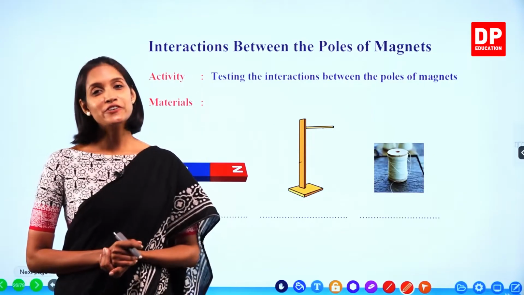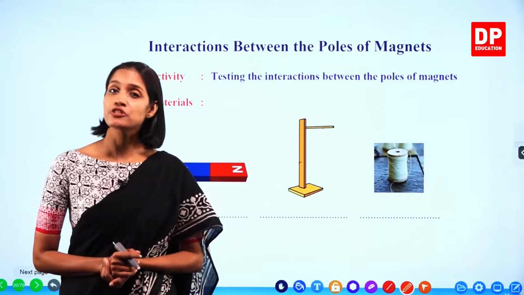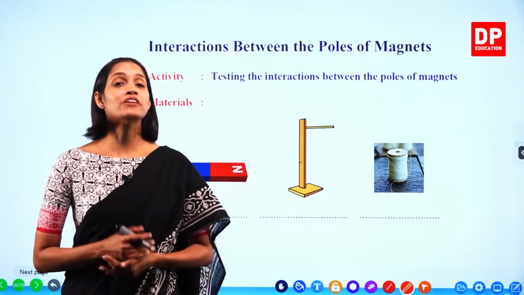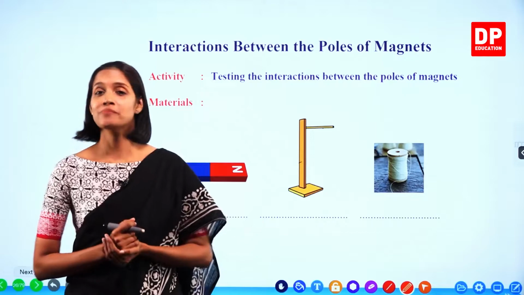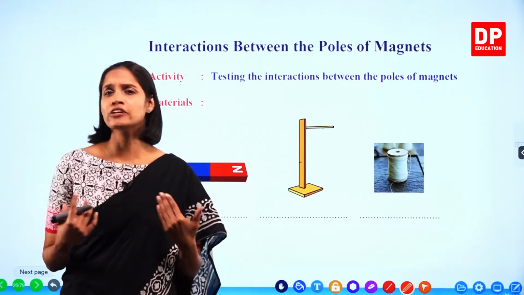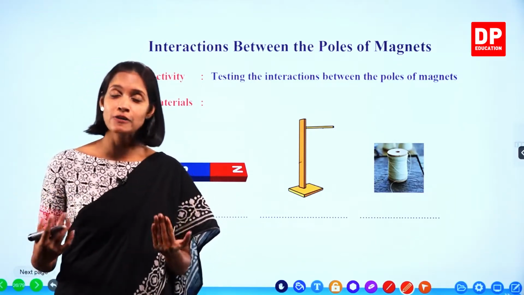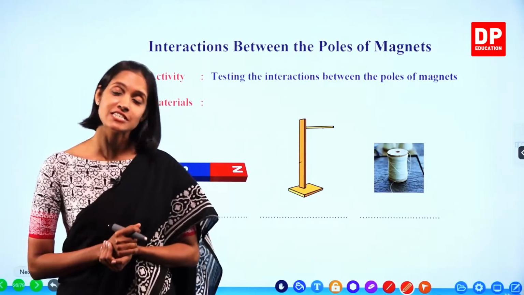Right, children. We are going to start the third chapter of this lesson. Do you remember what we learned in the first two chapters? We learned about the effects of magnets. Now we know that magnets can attract some materials, but some materials do not get attracted towards a magnet. And we learned there are different types of magnets. We use them in different instances as well.